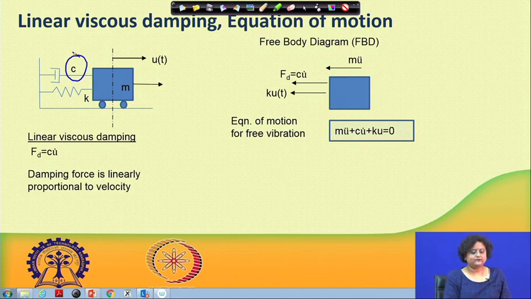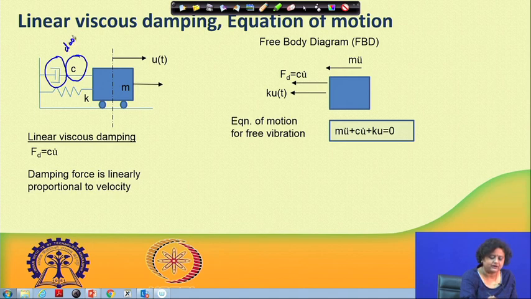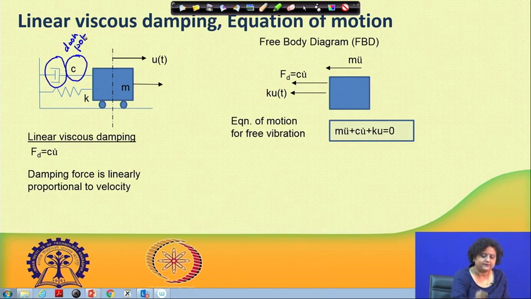So, what does this damper do? This figure is sometimes called a dashpot. This is how we conventionally represent a damper pictorially. So, this is often called a dashpot, and this is called a spring. What does this damper or dashpot do to the system?